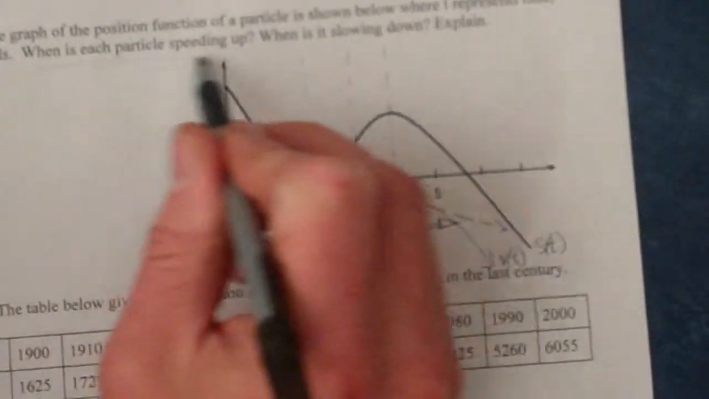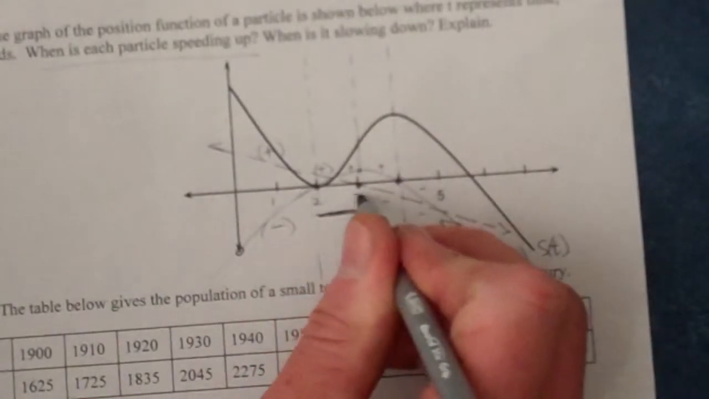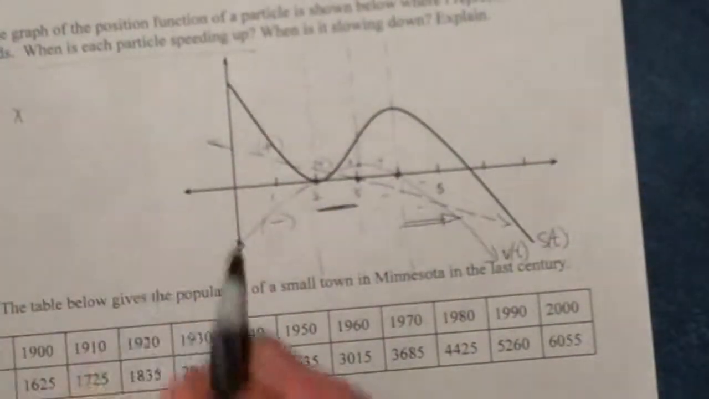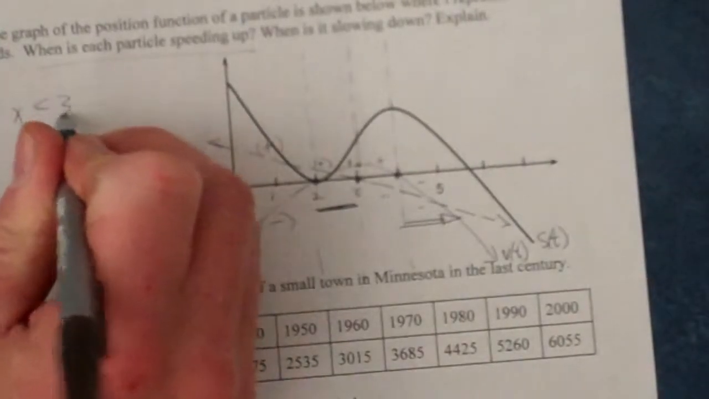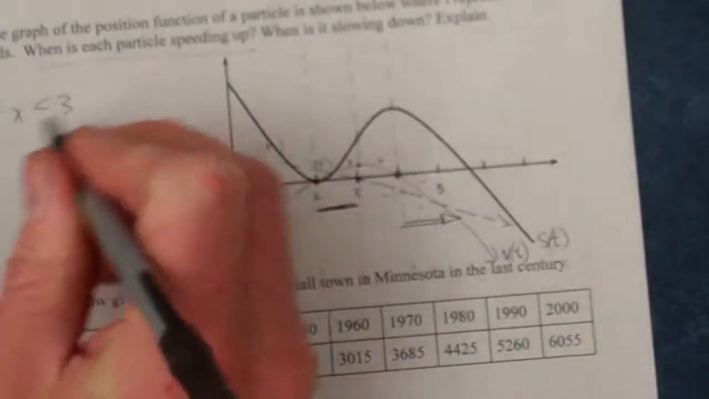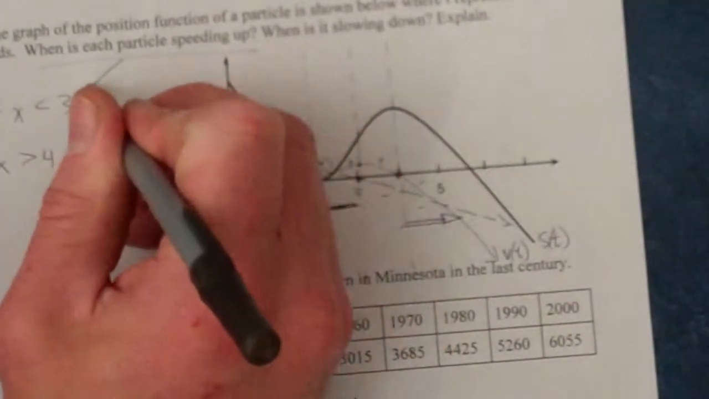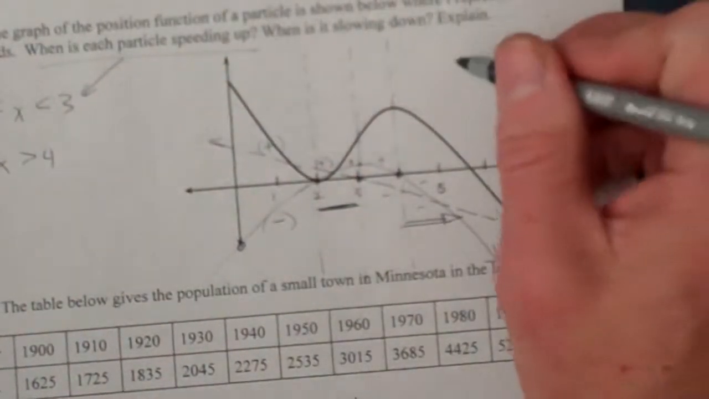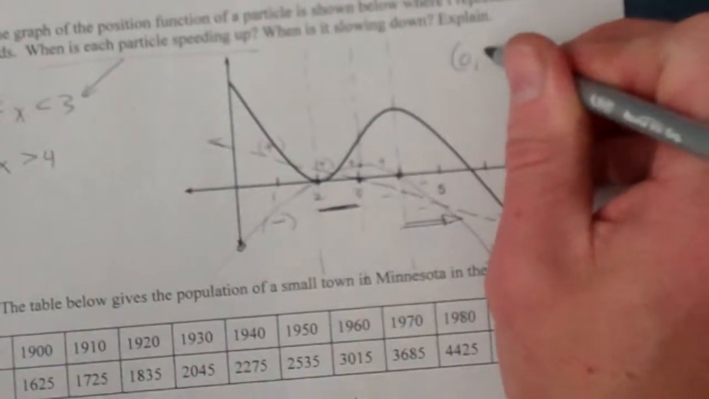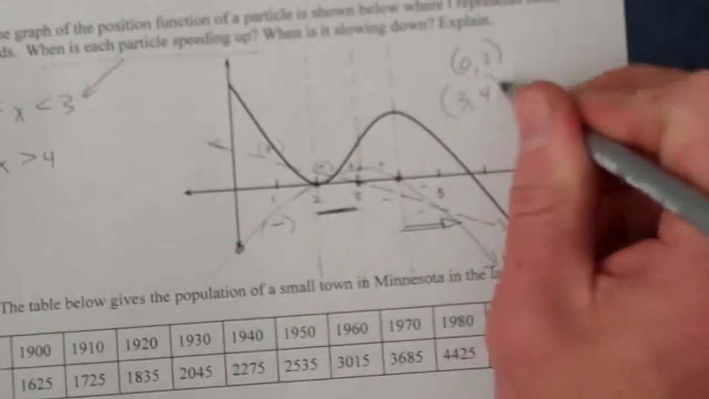So when is the particle speeding up? It is speeding up if this is 1, 2, 3, 4, and 5. It's when x is greater than 2 and less than 3, 2 to 3, and when x is greater than 4. That's the speeding up part. Okay? When is it slowing down? I'm just going to use interval notation to save time. 0 to 2, and then from 3 to 4 is when it's slowing down.